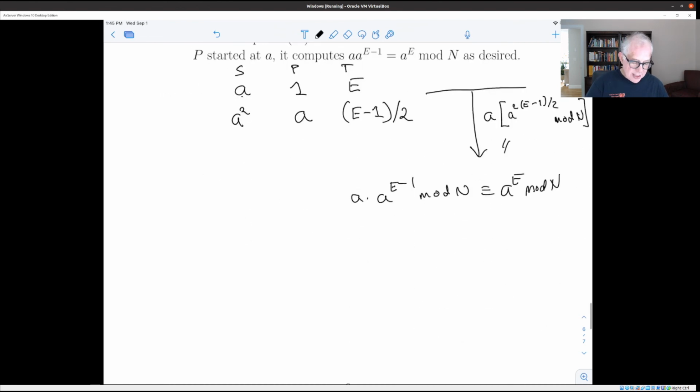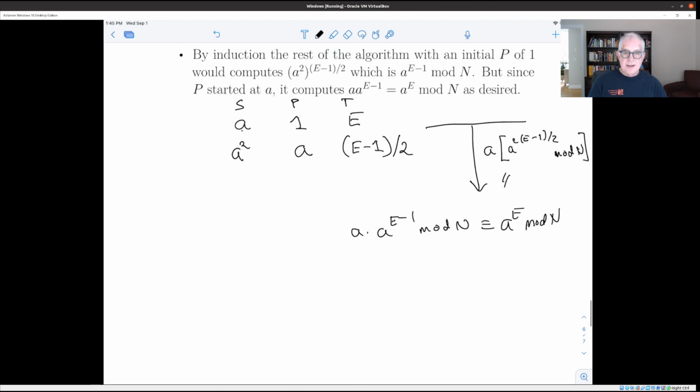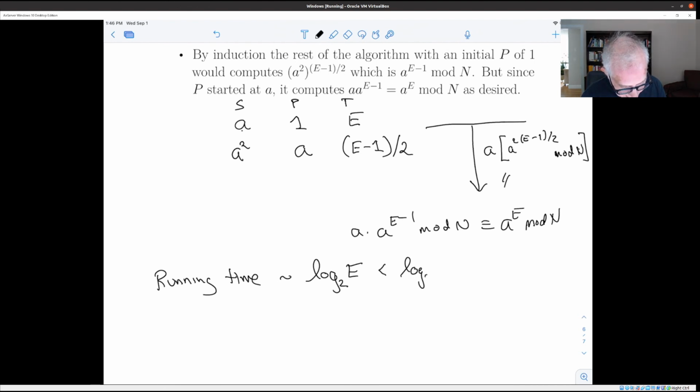And so this algorithm computes modular powers, and it does it with a number of steps. The running time, or the number of steps, is like the logarithm base 2 of the exponent. And since the exponent is always going to be less than n, this is going to be at most the log base 2 of n. And that makes it practical even if n has hundreds of digits.